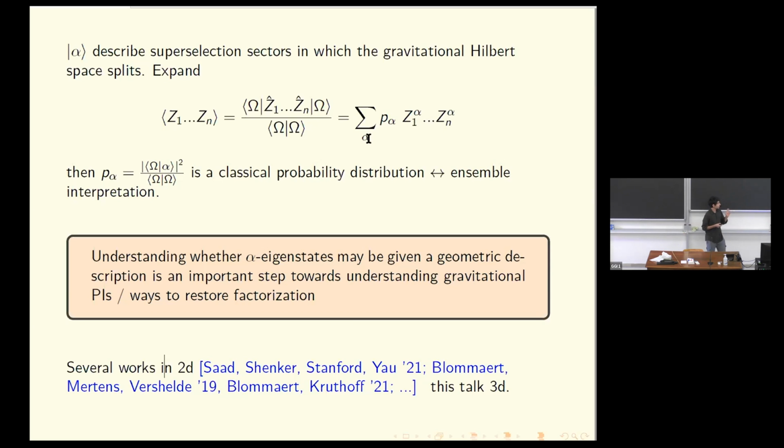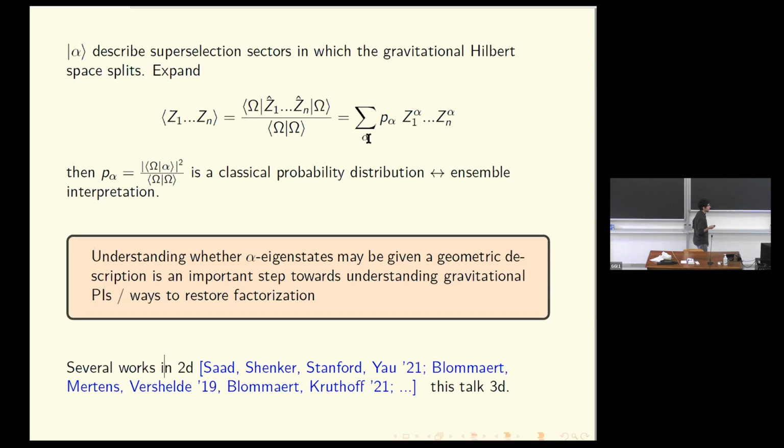So one of the points of this talk is trying to understand whether and how these alpha eigenstates can be given a geometric description, like a path integral description. So how do we prepare them? Because we've used some very non-perturbative ideas here in the definition. In 2D, there are some proposals which seem to work quite well, which involve D-branes in JT gravity, essentially. And I will comment about how this connects with what we will say afterwards.